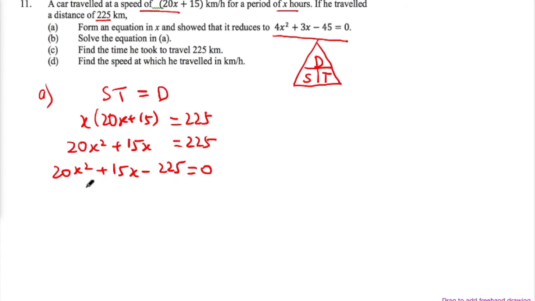And we divide throughout by 5. Dividing by 5, we will have 4x squared. Dividing by 5, we have 3x here. And dividing by 5, we have 45, giving us the same equation as required.